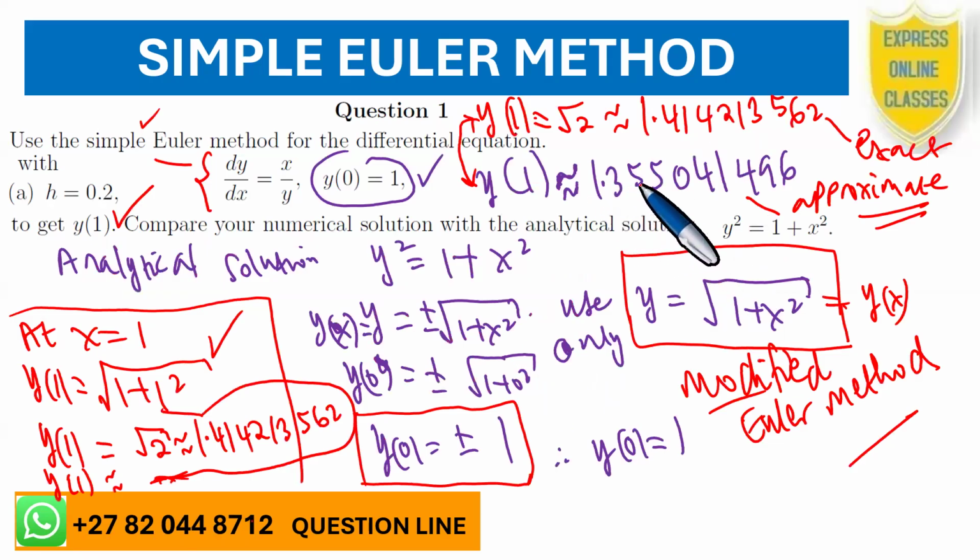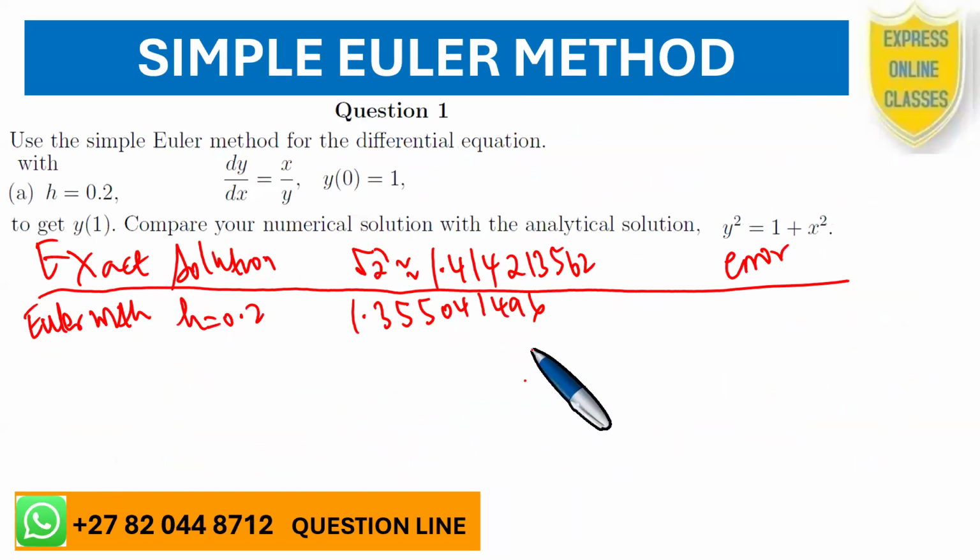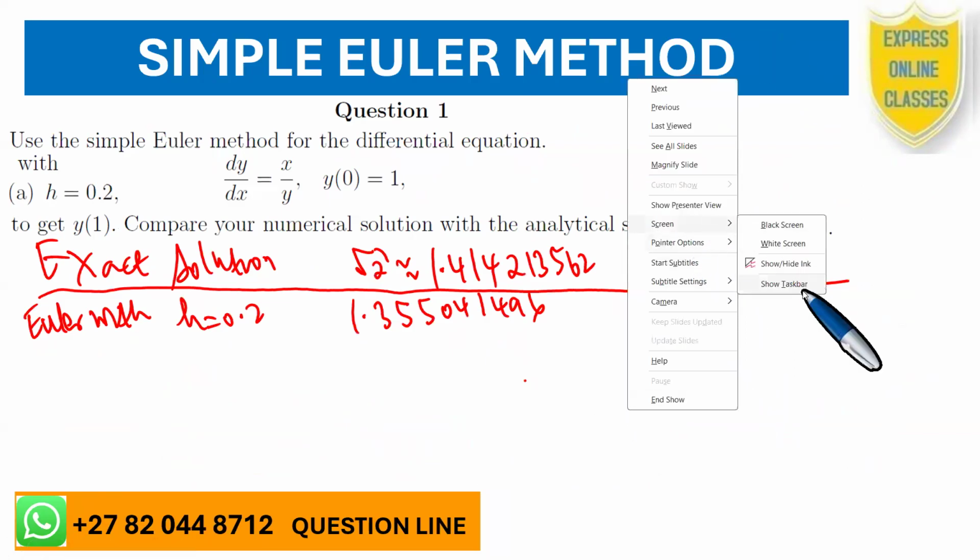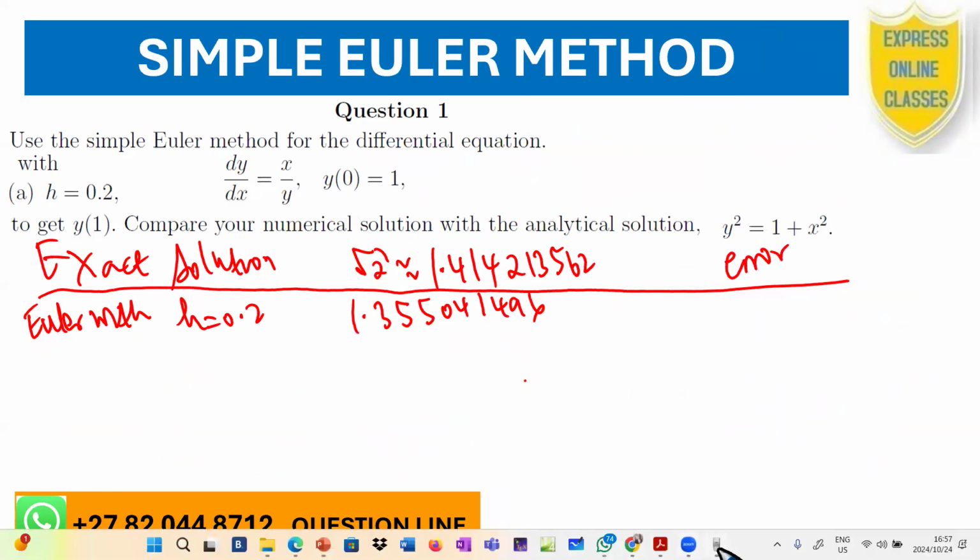This one, 1.355041496. That's what we got. Then what was the error? Okay, we're just learning how to compute the error. So the error is therefore the difference between the two, and then we can get the percentage error. Let's first get the error.